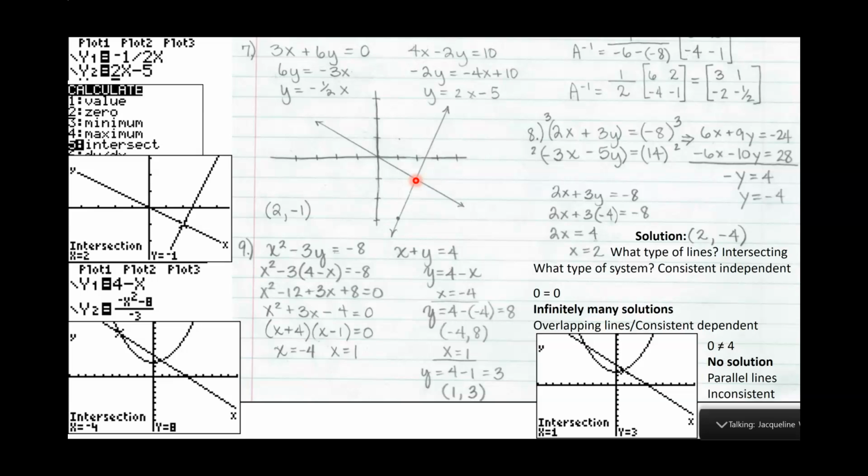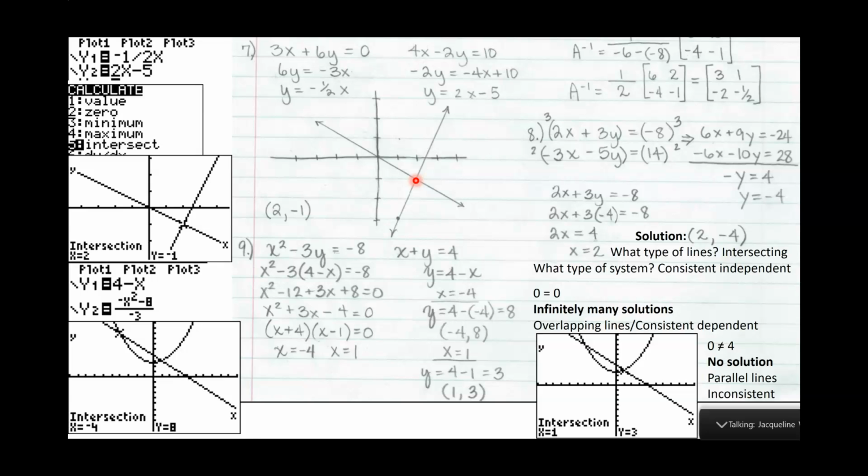Remember, the way that we did that was we went to second trace. That's our calculate menu. And then we went down to number 5, intersect. When you choose number 5, it's going to ask you, do you want me to use what's in y1 for the first curve? I just hit enter to say yes. Then it jumps down to the second line and says, do you want me to use what's in y2 for your second curve? I just hit enter for yes. And then it wants a guess, so I go close to where I think my solution is and hit enter. I know we've done that a bunch, but I just want to remind you of how we did that. It will literally flat out tell you the point of intersection.